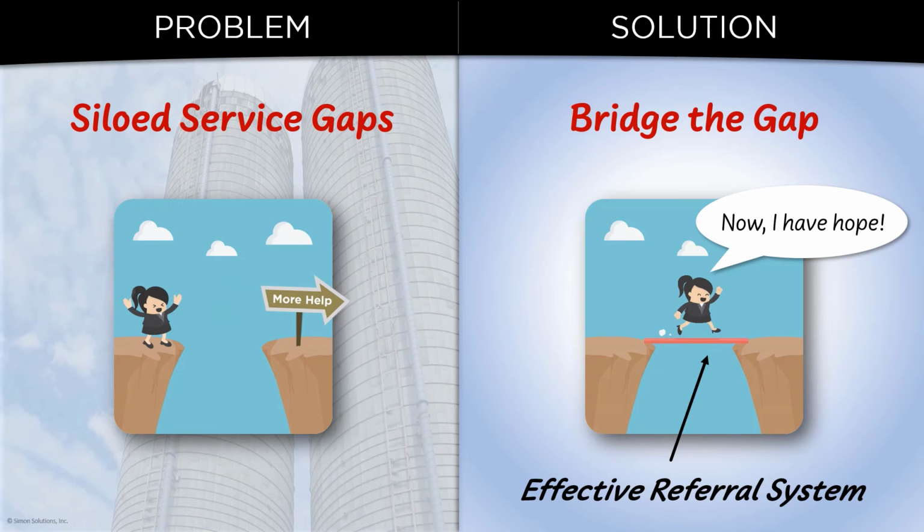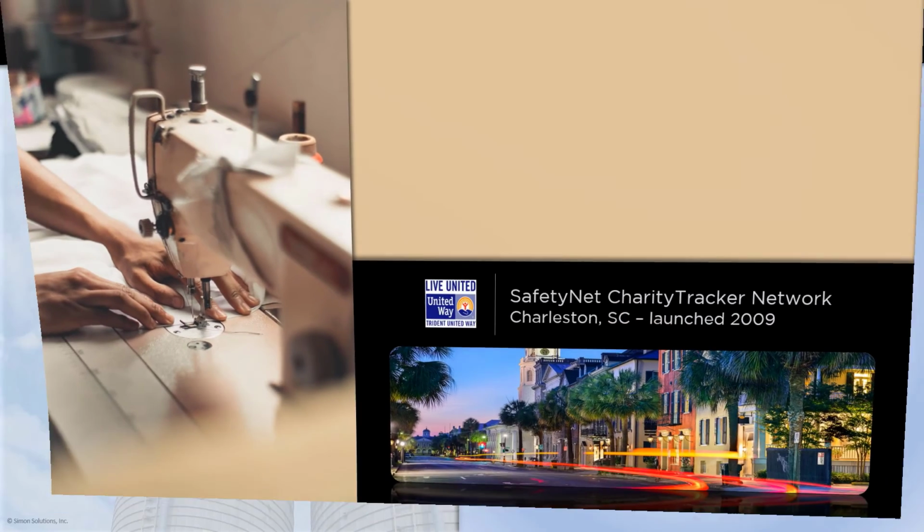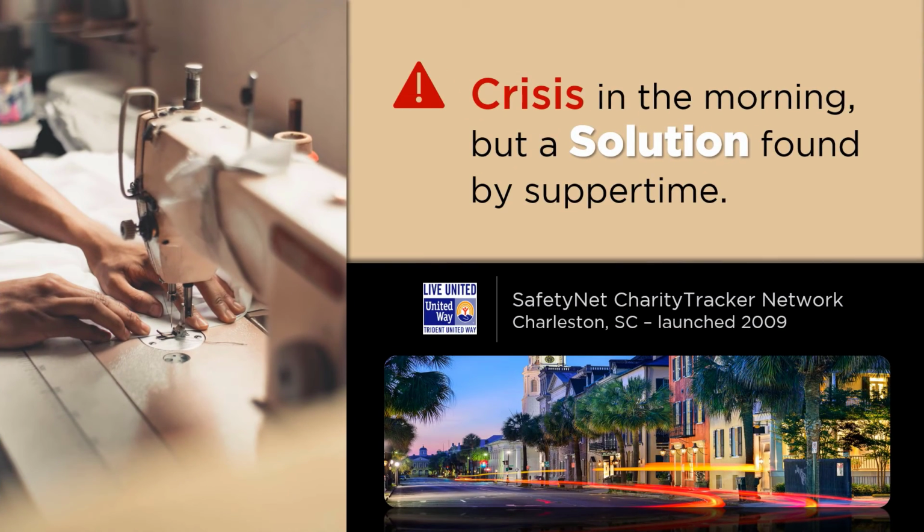We are encouraged that communities use care networking tools to bridge siloed service gaps by creating a streamlined and effective referral system. Care networking makes it faster and easier to find and coordinate resources. A process which can take days is now reduced to minutes, all because of real-time information sharing. This reminds me of a remarkable story told to us by Kathy Easley, who is Associate Vice President of Community Impact at Trident United Way in Charleston, South Carolina.